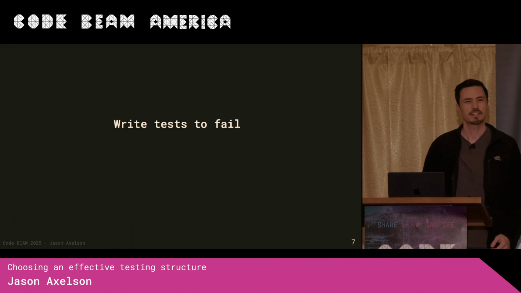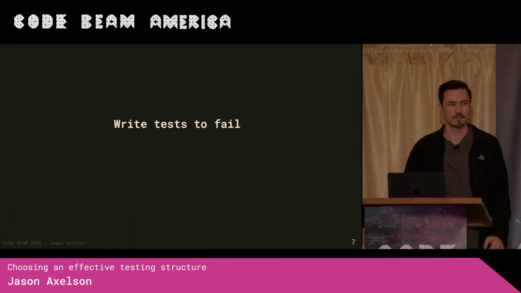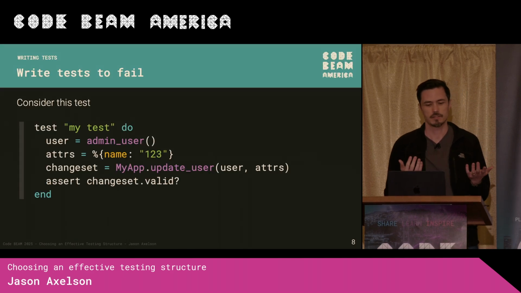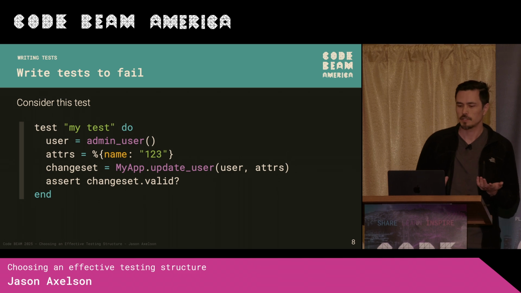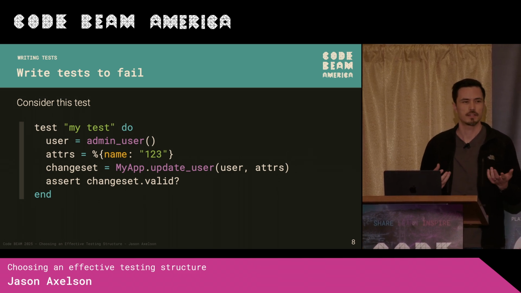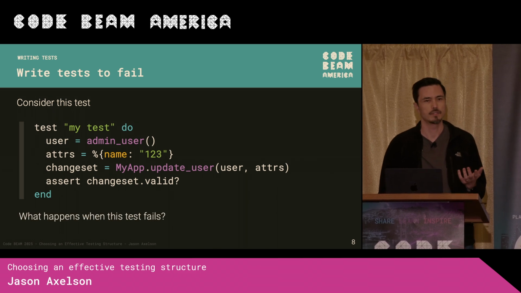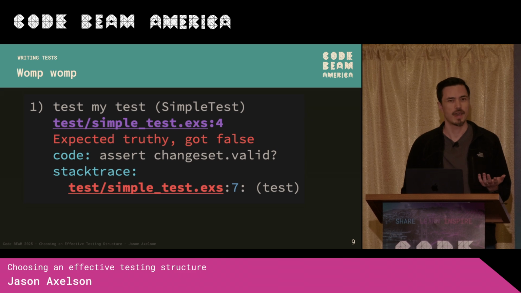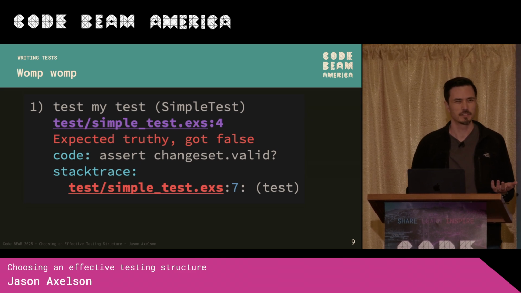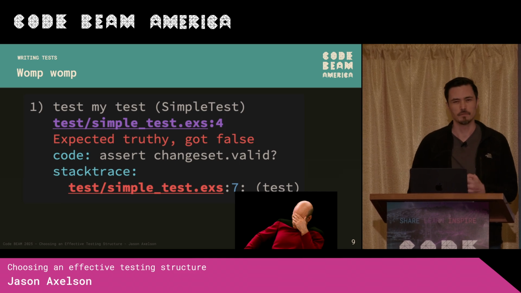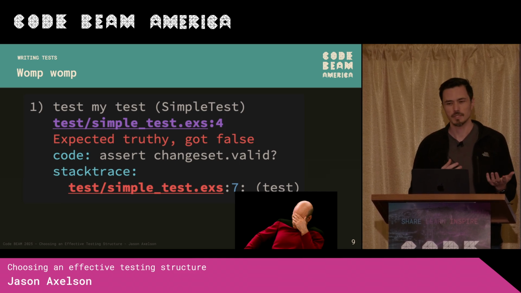My first tip is to write tests to fail, which sounds counterintuitive, I know, but bear with me for a second. So consider this test. It's a lovely test. You're creating a user from a user factory, you prepare some attrs, you get a changeset back, and the core of the test is that you're asserting that this changeset is valid. But what happens when you run this test and it fails? Let's see what happens. So the error you get back is expected truthy, got false. The changeset's not valid. So if you get this error in CI, it's just not helpful. You have to pull down the code, maybe update the test before you can get useful feedback.